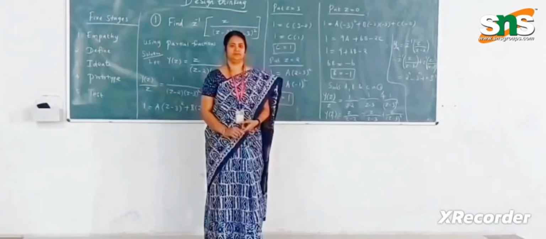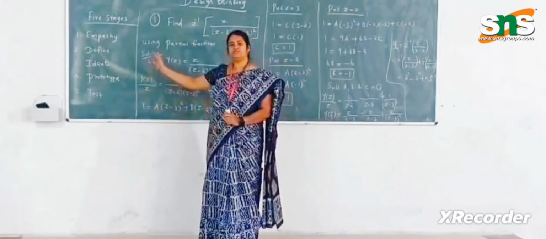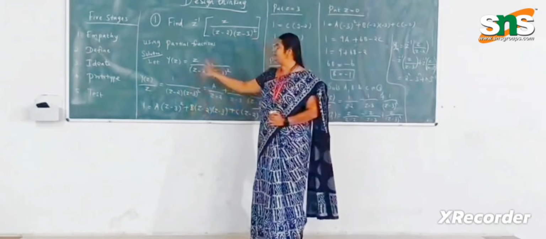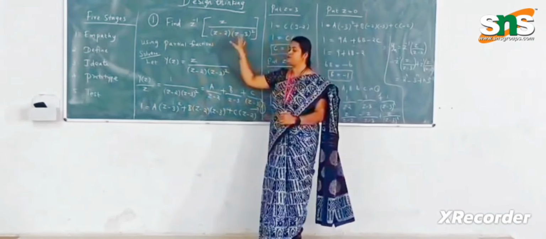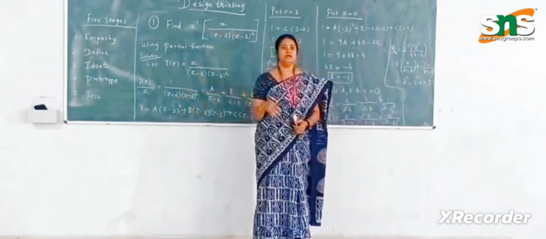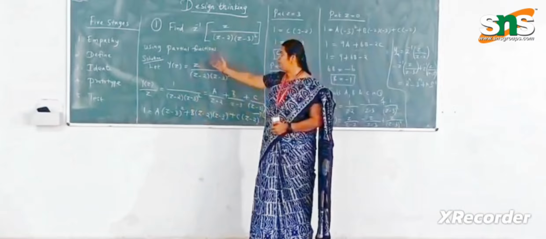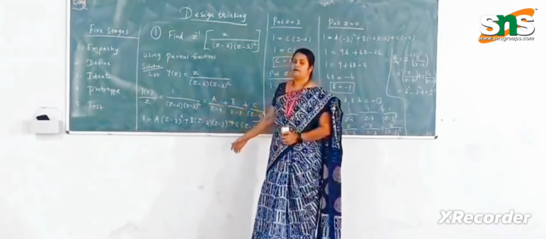So now let us see how all these 5 stages are incorporated into a problem. The problem is given as the inverse Z-transform of z divided by (z minus 2) into (z minus 3) the whole square, using partial fractions. By the partial fraction method, the problem is going to be explained by our student.